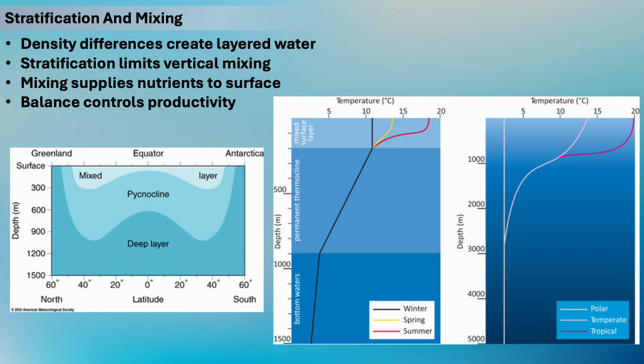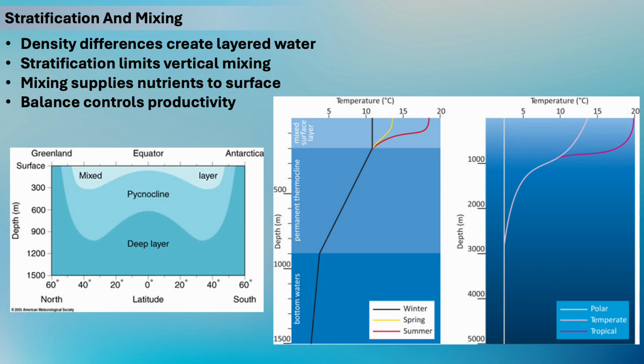The vertical structure of the ocean is not uniform. It is organized into layers based on density differences, and these layers play a central role in controlling the nutrient availability and biological productivity in the open ocean. Density in seawater, as you know, is primarily determined by temperature and salinity. But in most open ocean settings, temperature is the dominant factor.